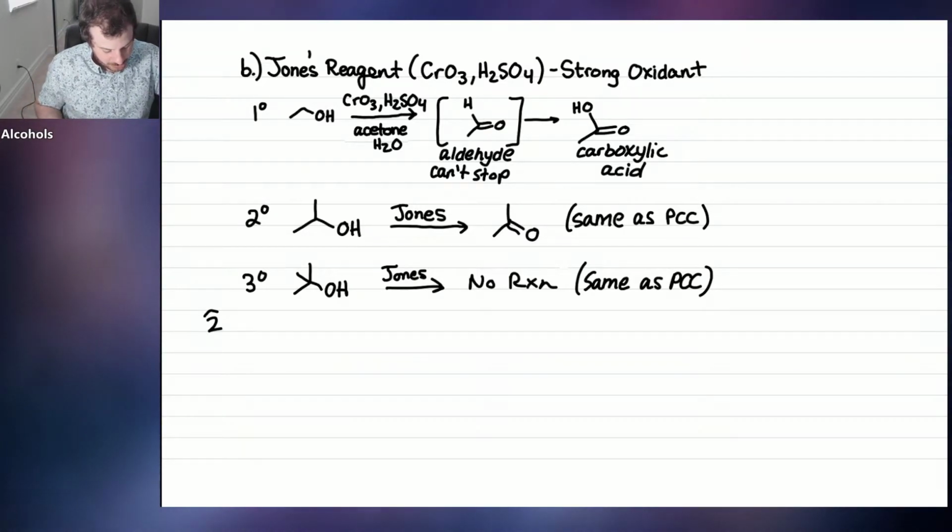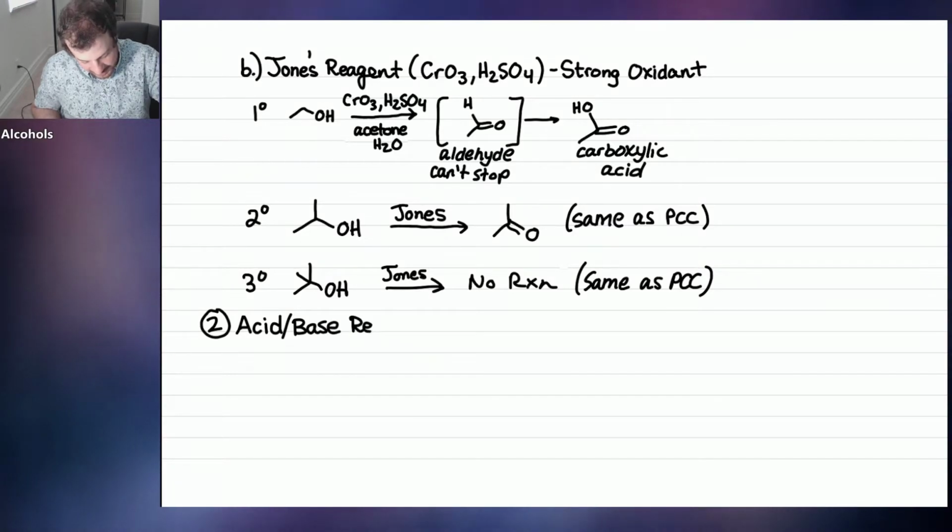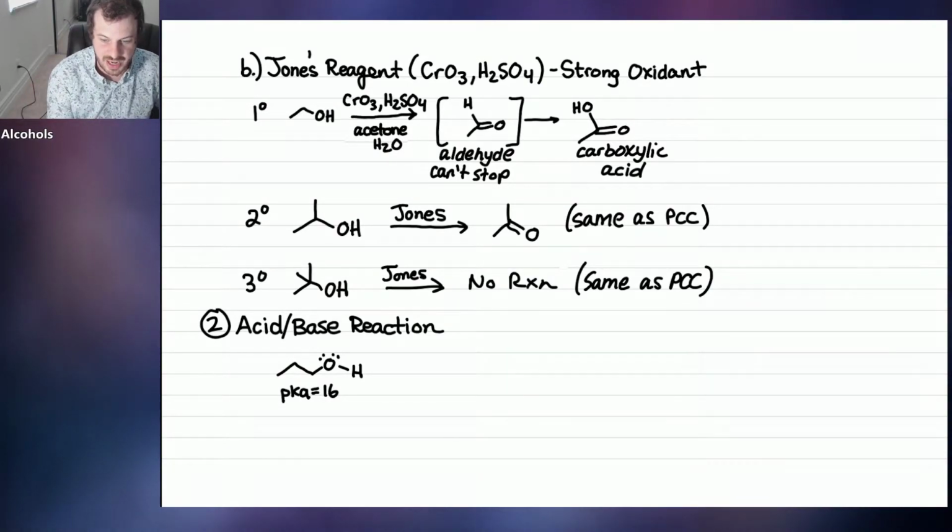The second reaction I want to show you is the acid-base reaction, and this is something we've already seen before. I know you guys have seen acid-base reactions before, but let's consider it for this part of the class because alcohols can participate in acid-base reactions. They can act as starting materials. So if you have an alcohol, it has a pKa of 16. So anything with a conjugate acid greater than 16 could potentially deprotonate an alcohol. One example of a very good base for deprotonating alcohols is sodium hydride.